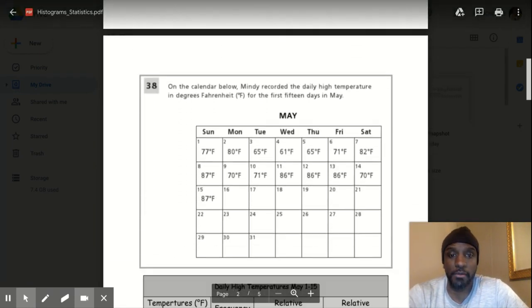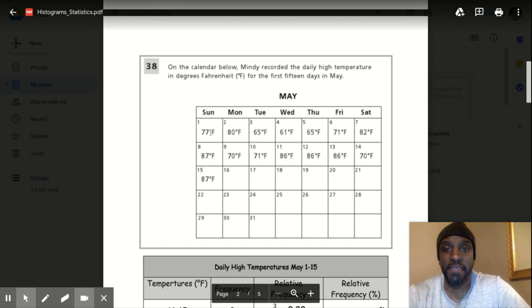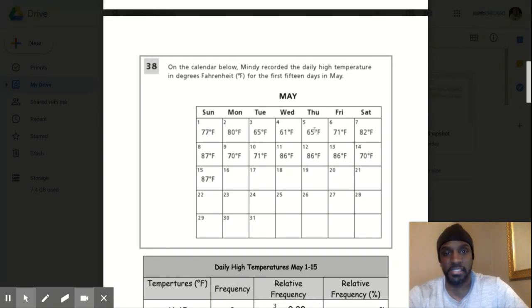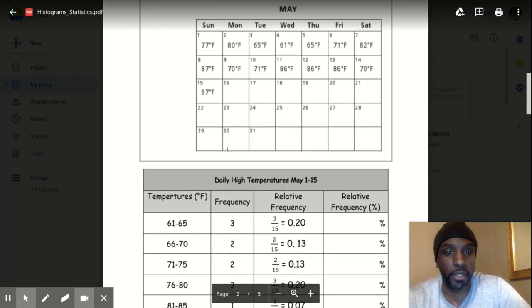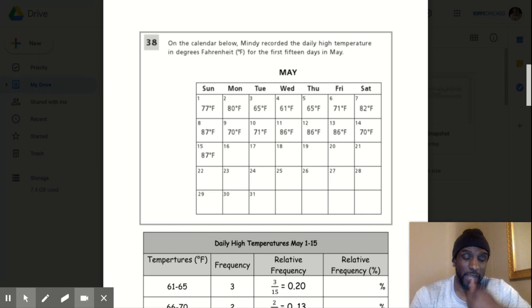Here we go. Now, I'm about to create a relative frequency table based off the temperatures. It says on the calendar below, Mindy recorded the daily high temperatures in degrees Fahrenheit for the first 15 days in May. So it looks like on May 1st it was 77 degrees, 80 degrees, 65 degrees, and on May 15th it was 87 degrees. So 77, 80, 65, 61, 65, 71, 82, and so on. We're now going to first create our frequency table, which I've kind of created for you.